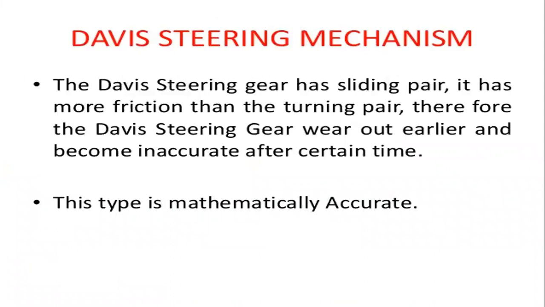This Davis steering gear has a sliding pair, which has more friction than the turning pair. So the Davis steering gear mechanism consists of a sliding pair because it has more friction than the turning pair. Therefore, the Davis steering gear wears out earlier and becomes inaccurate after a certain time. When they use this sliding pair, it is going to wear out in high friction conditions.